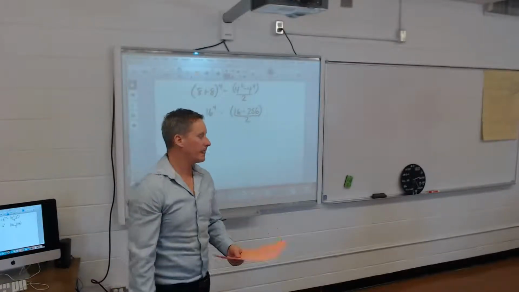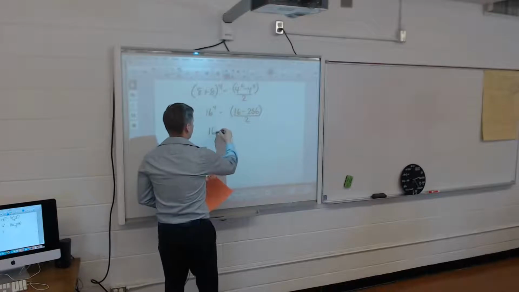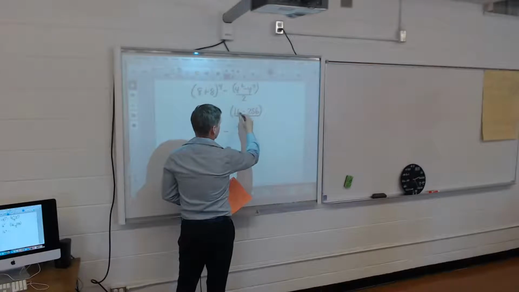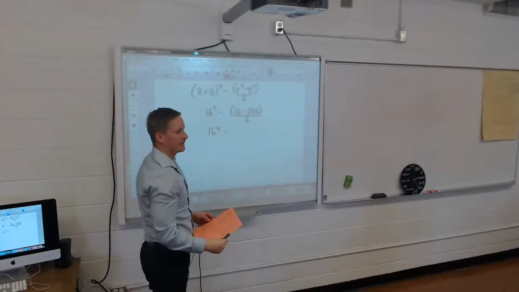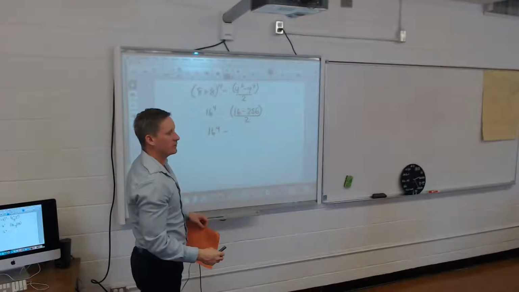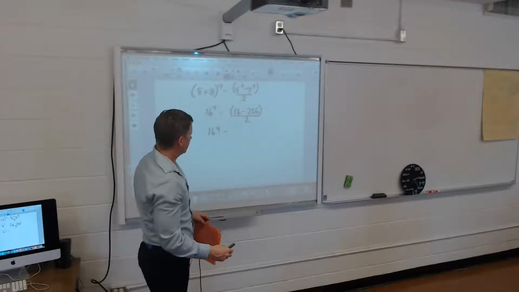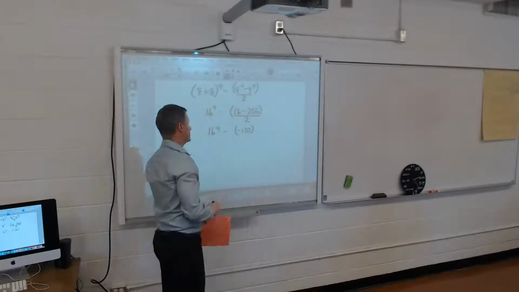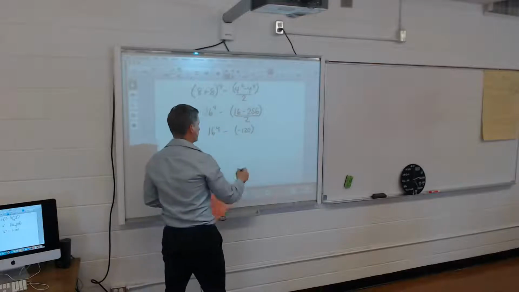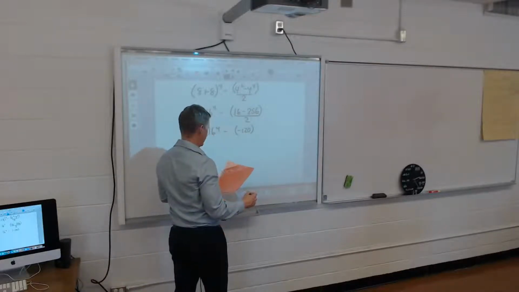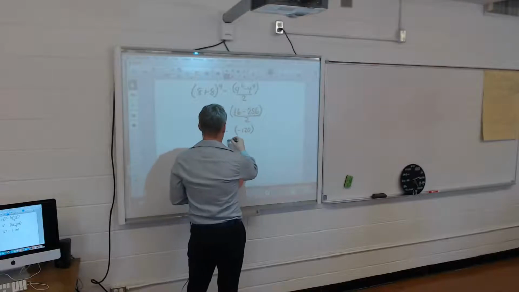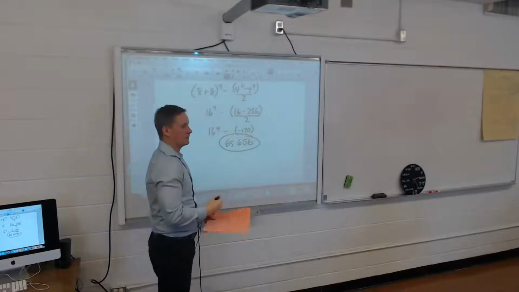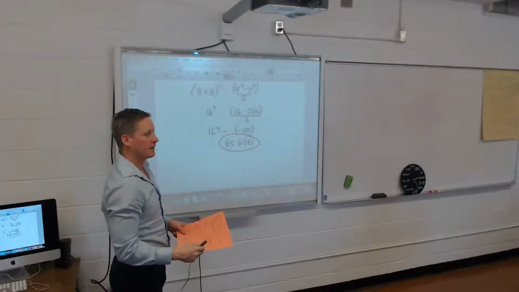256. Okay, so now I have 16 to the 4th minus, what is that? 16 subtract 256 would be what? Negative 240? Yeah. And then I divide that by 2, so that's negative 120, right? Yeah. Now take 16 to the 4th and add it to 120. 65,656. There you go. There's your answer. Okay. All right, so far?